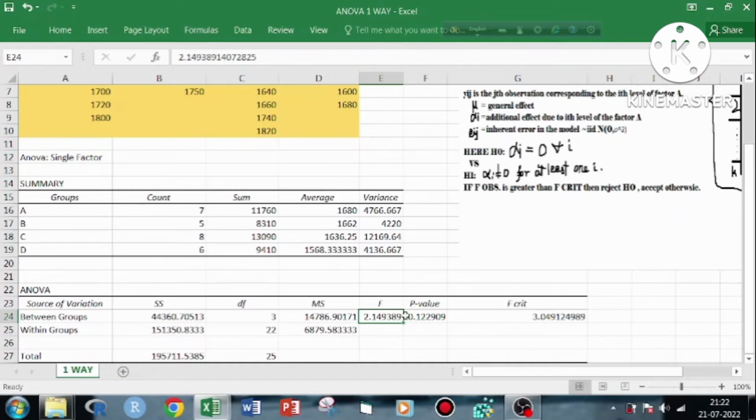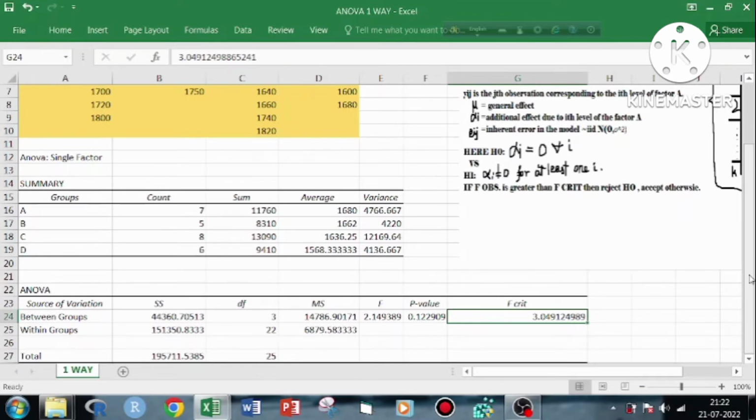Our F critical value is 3.049. These are the statistical tables. This value is F 0.05, that is at level of significance 0.05 with DFs 3 and 22. This value is 3.049, and now we observe that this observed F is less than the F critical value. So we fail to reject the null. Our conclusion is that we fail to reject the null, and we have to accept the fact that the average life hours of the bulbs is same. There is no additional effect due to the batches of production. These are different batches of production.